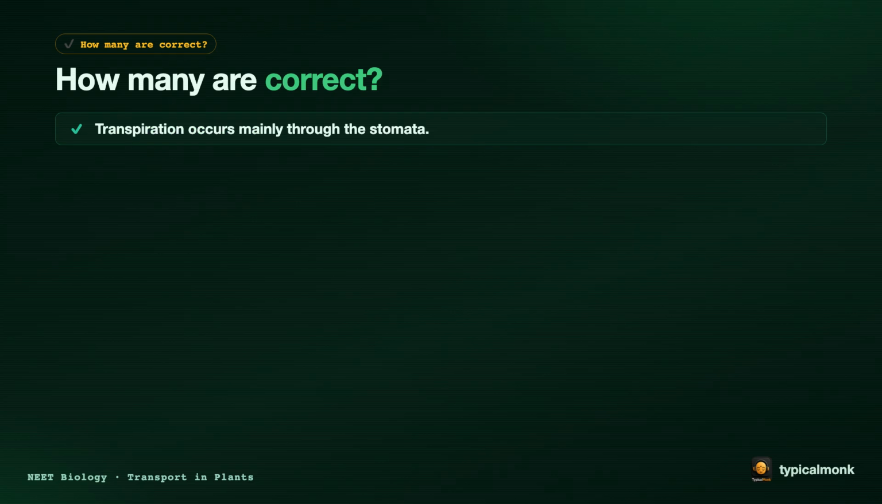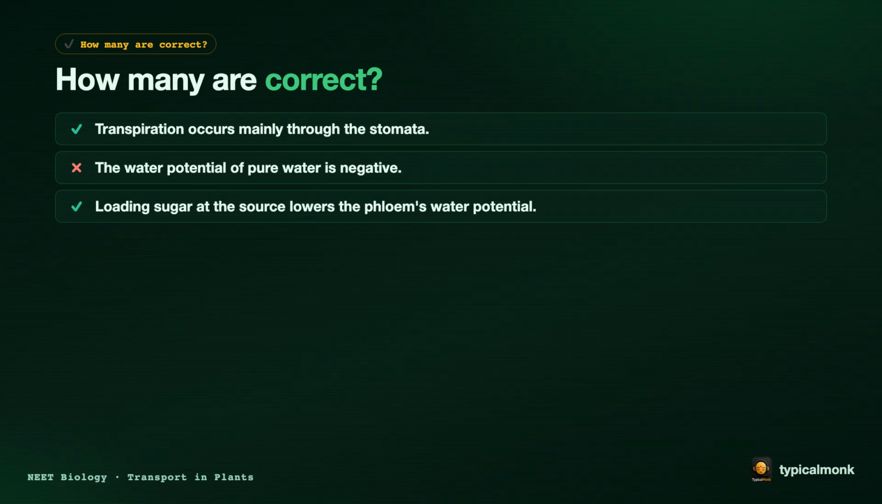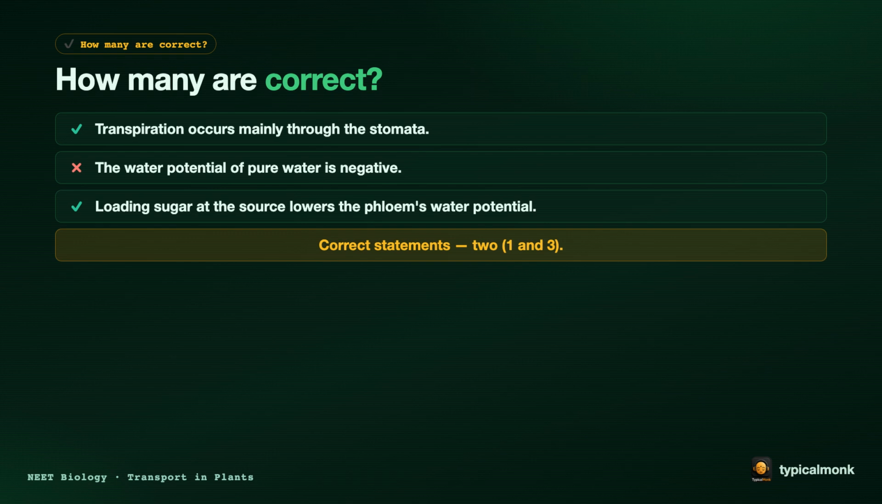Now the third drill. How many of these statements are correct? Test them one by one. First, transpiration occurs mainly through the stomata. This is correct. Second, the water potential of pure water is negative. This is wrong. Third, loading sugar at the source lowers the phloem's water potential. This is correct. So the correct statements are 2, the first and the third.